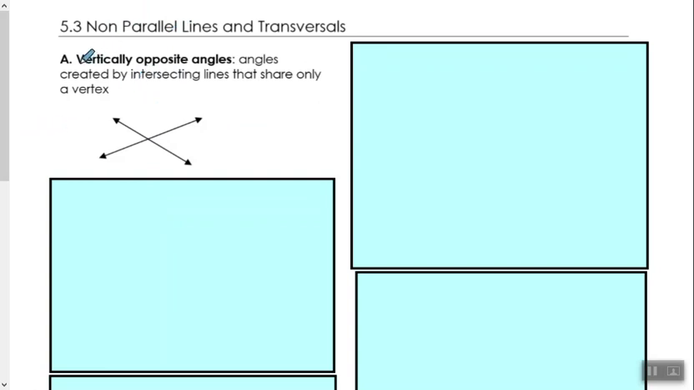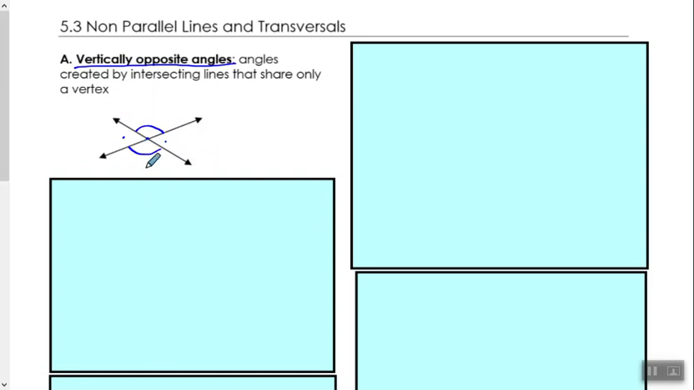So first bit of vocabulary, vertically opposite angles. They are angles created by intersecting lines that share only a vertex. So if I take a look at this angle here, and this one, they share a vertex, a point. They share their vertex, but they also share this arm. So this angle here is not going to be vertically opposite to this. Neither will this one, because once again, they share a vertex, but they also share a ray. They share an arm. Okay, so our last one is right here.